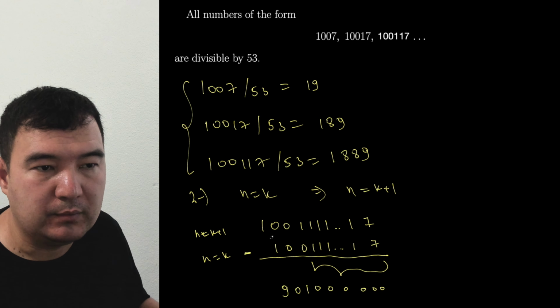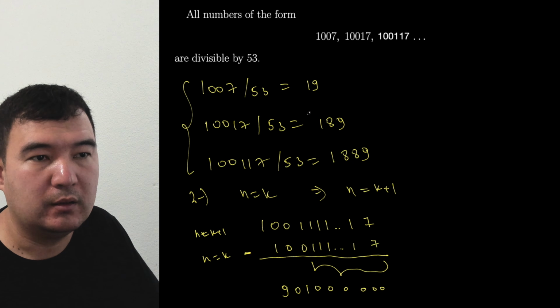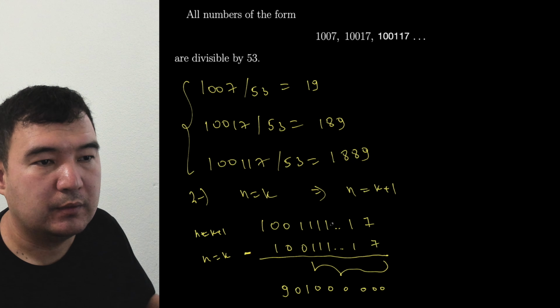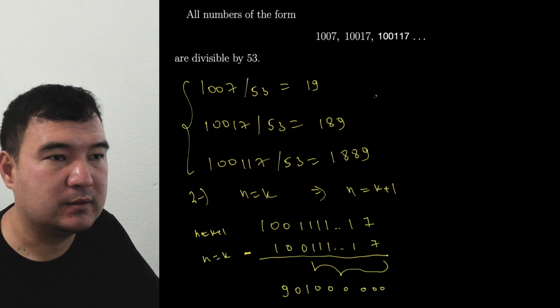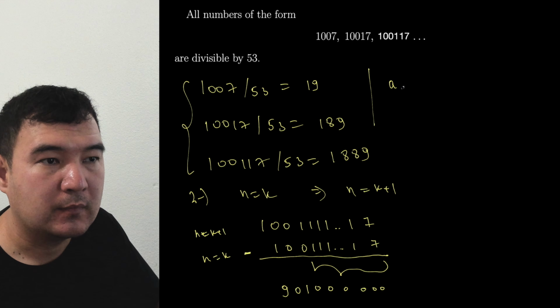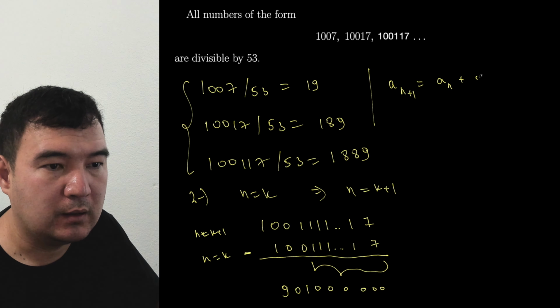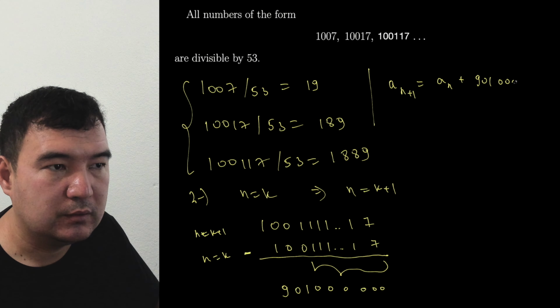9, 10 minus 1. So basically, no matter how many ones there are here, to get the next number we get the following expression: a_n plus 1 is equal to a_n plus 901 and zeros, n times.